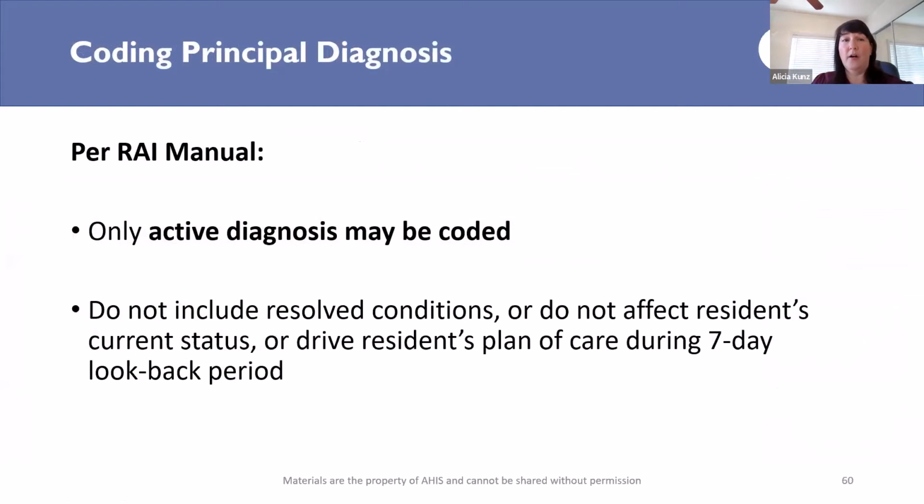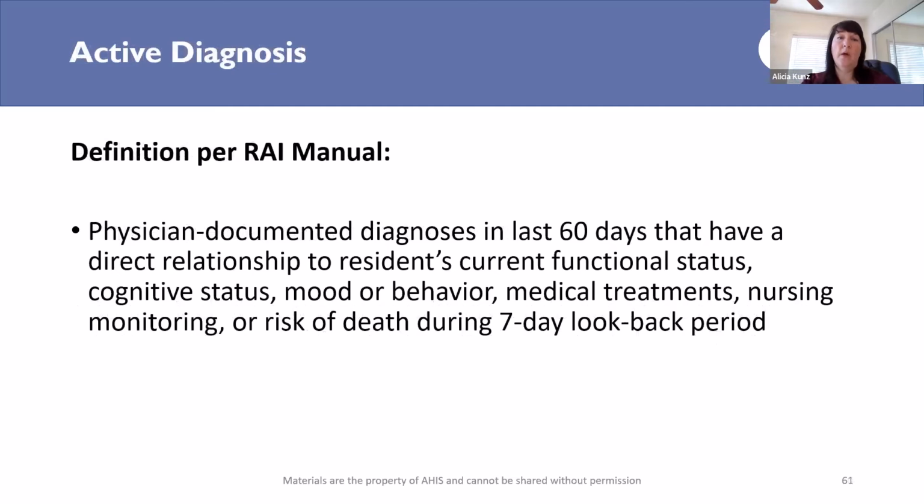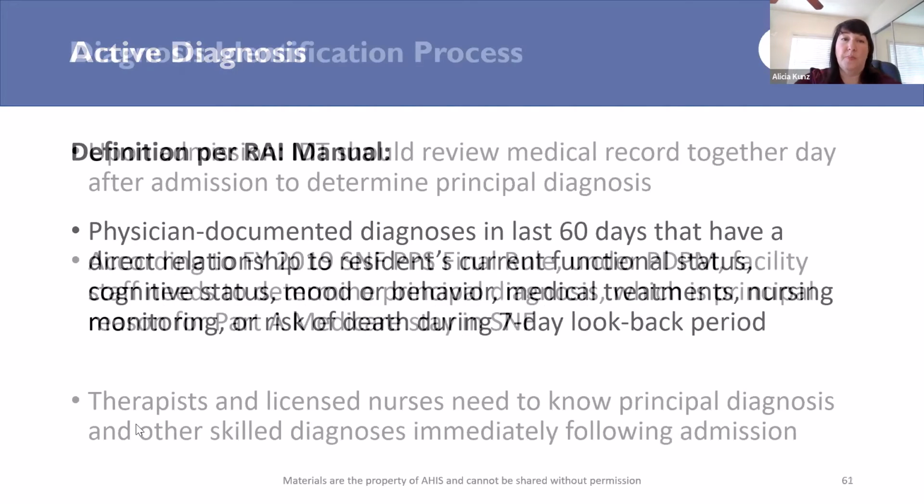So for our principal diagnoses, per the RAI manual, the instruction is that we are only going to code active diagnoses. Again, don't code anything that's resolved, doesn't impact our residents' current status, or drive their care during that 7-day look-back period. The definition of an active diagnosis in our RAI manual is a physician-documented diagnosis, very important, in the last 60 days that has a direct relationship to the resident's current functional status, cognitive status, mood or behavior, medical treatments, etc. So just be careful about that.